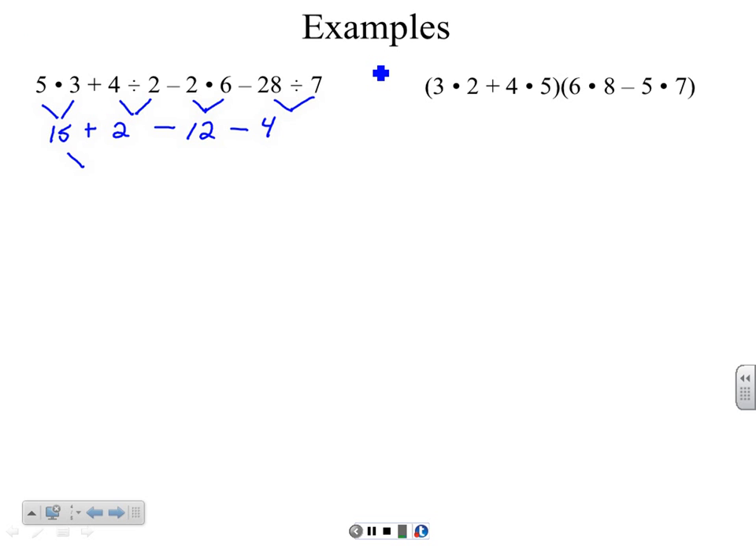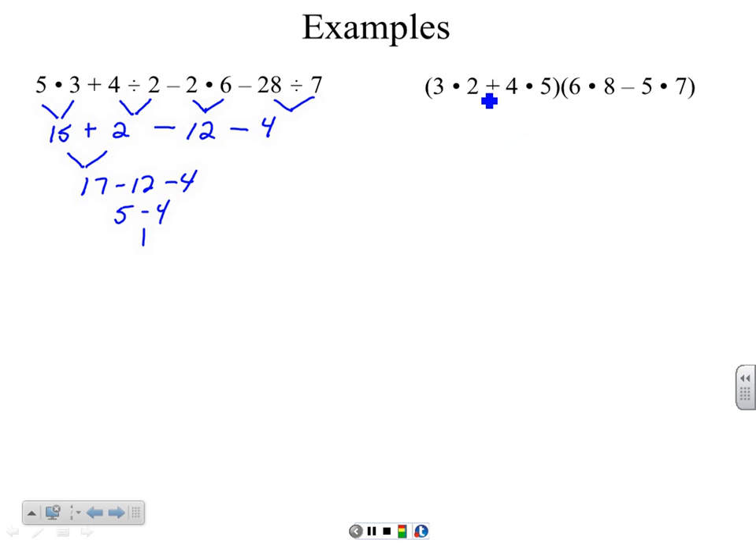And if we go from left to right, we'll have 15 and 2 is going to be 17. And 17 minus 12 is going to be 5. Minus 4 is going to give us 1. So remember that left to right rule.